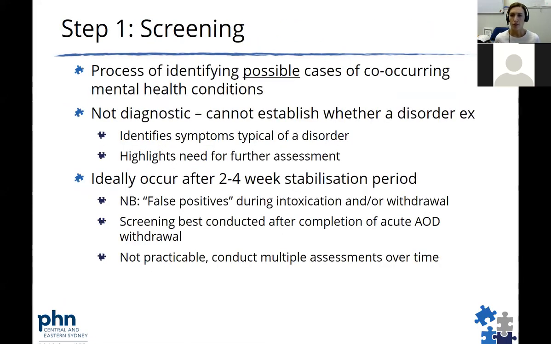So screening is the first process. Screening is a process of identifying possible cases of co-occurring mental health conditions. It's not a diagnostic process, so it can't establish whether a disorder exists, but it can be useful in identifying symptoms which are typical of a disorder and then highlight the need for further assessment. Ideally, it should be conducted after a 2 to 4 week stabilisation period, but in practice, this can be very difficult to achieve within treatment settings.